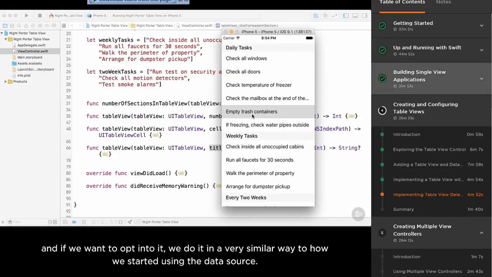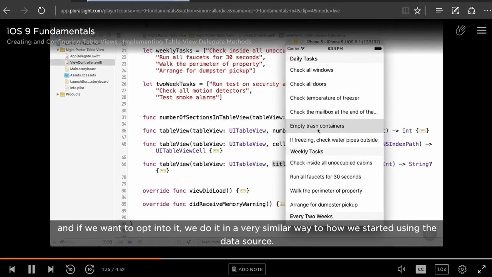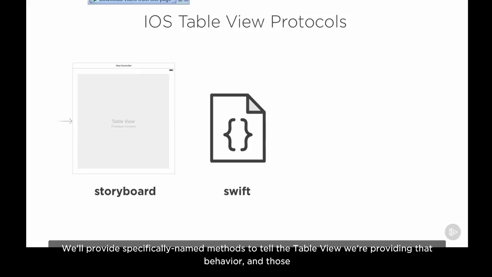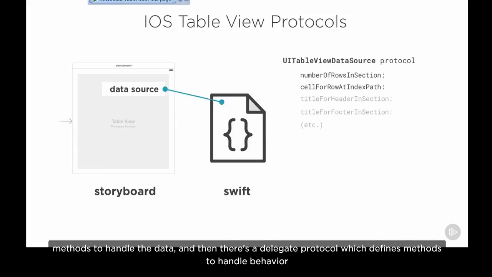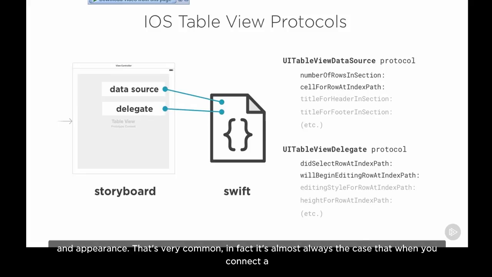And if we want to opt into it, we do it in a very similar way to how we started using the data source. We'll provide specifically named methods to tell the table view we're providing that behavior. And those methods are in the delegate protocol for the table view. There's the data source protocol, which defines methods to handle the data. And then there's a delegate protocol, which defines methods to handle behavior and appearance. That's very common.